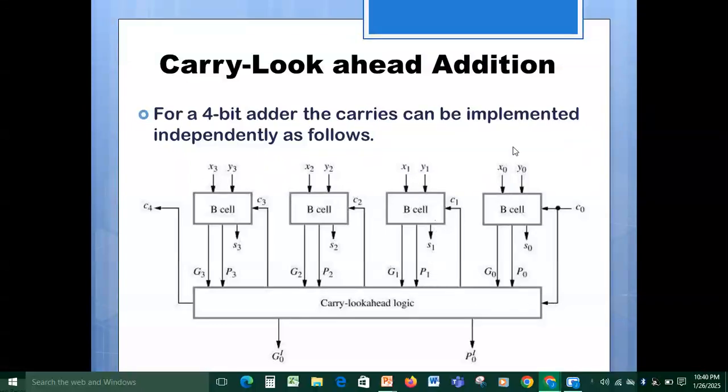So with this, when the first stage is happening, the second stage will happen, the third stage and the fourth stage will also happen parallelly, and there is no delay or waiting for the first stage to finish, or waiting for the second stage to finish to carry on to the third. It can be done parallelly using carry look ahead logic. That's why it is called a fast adder.